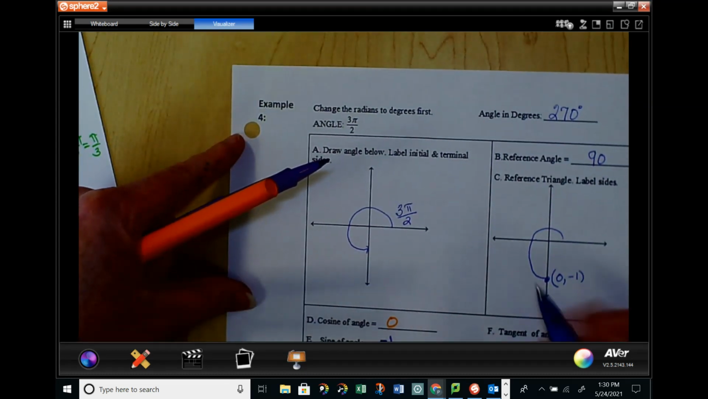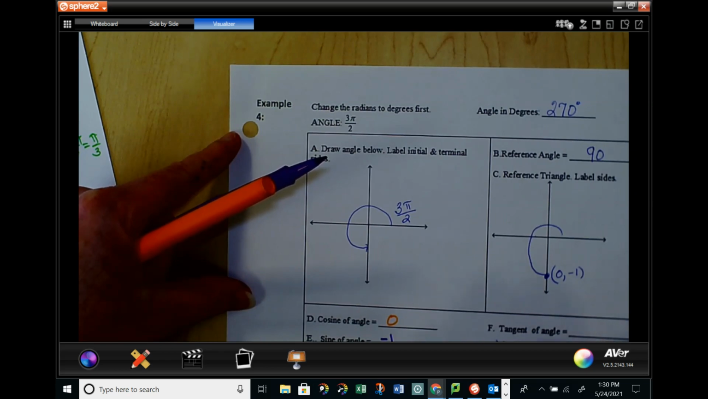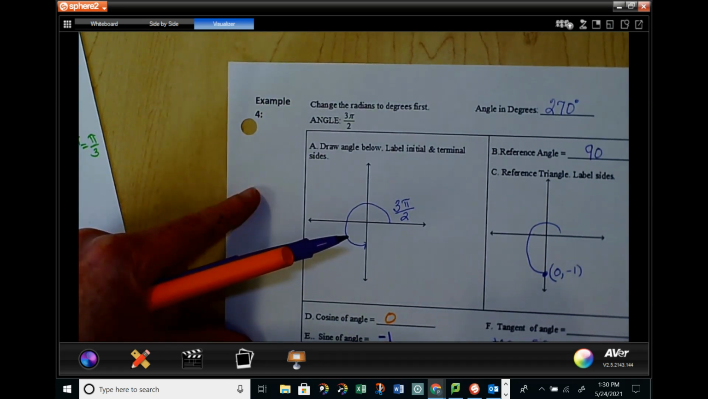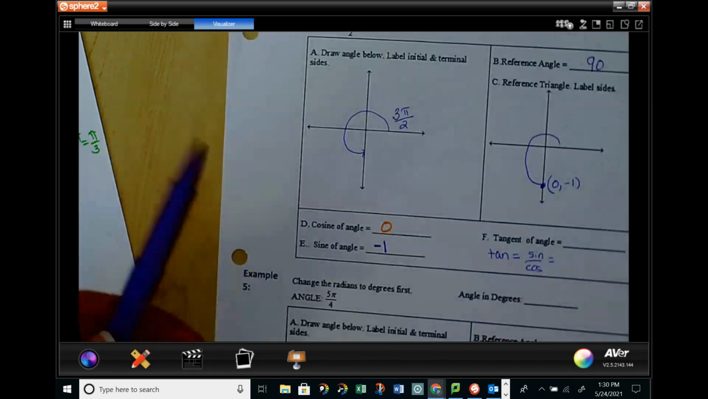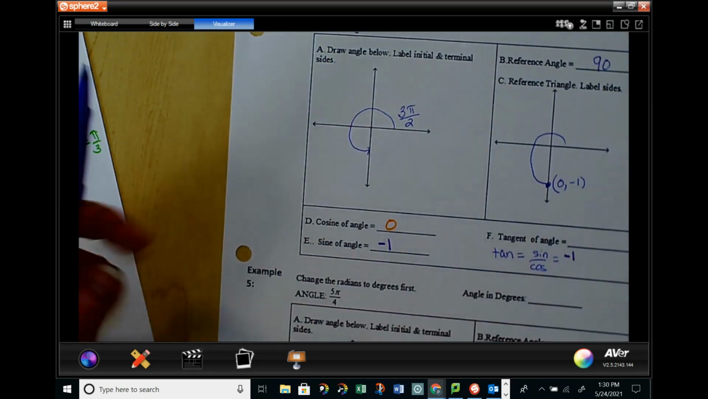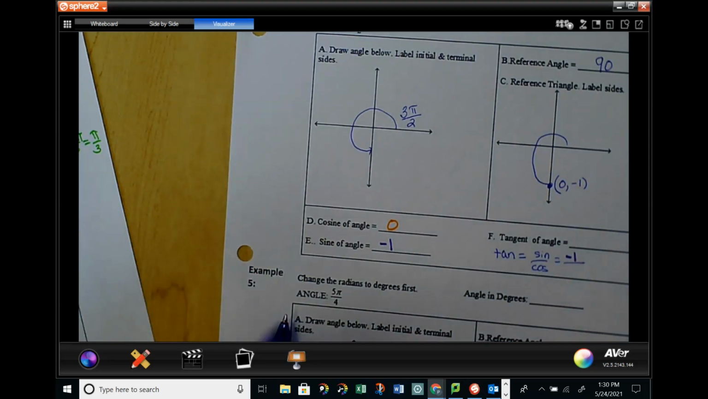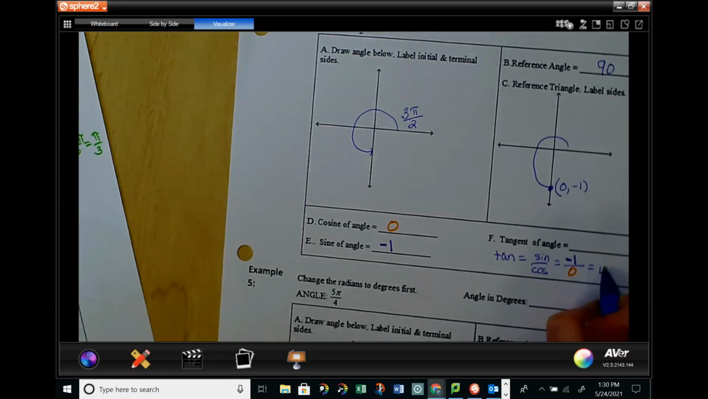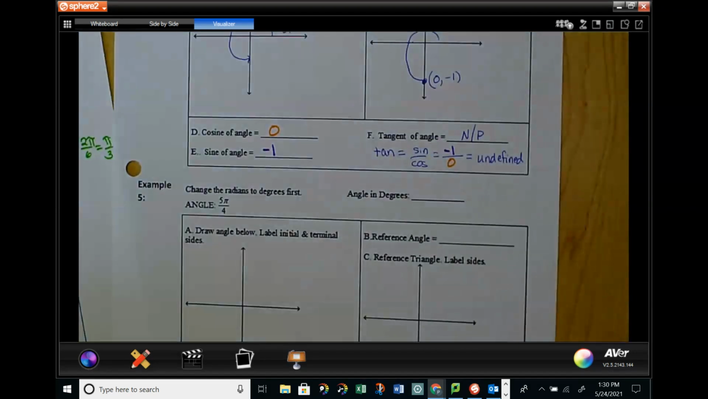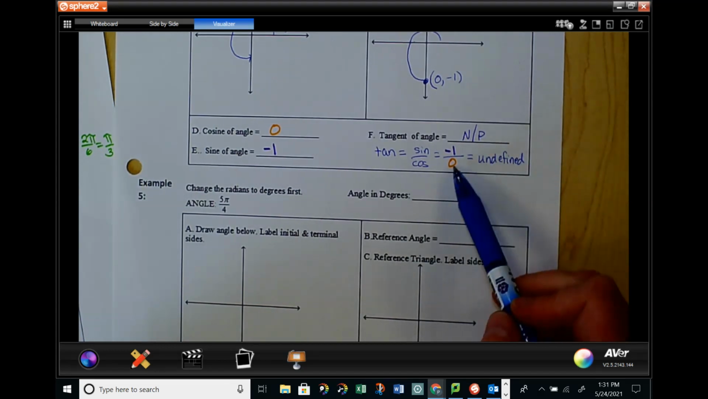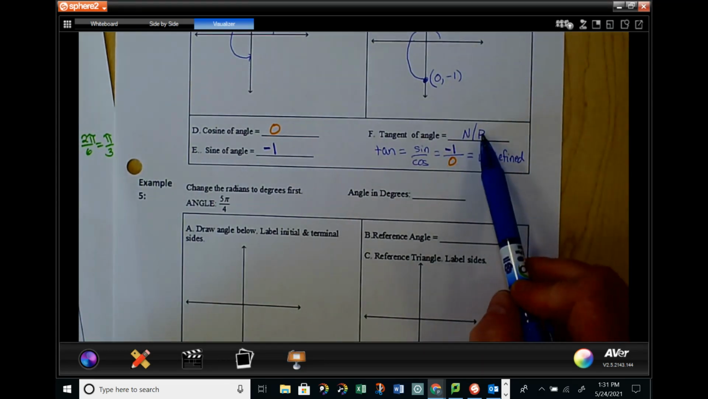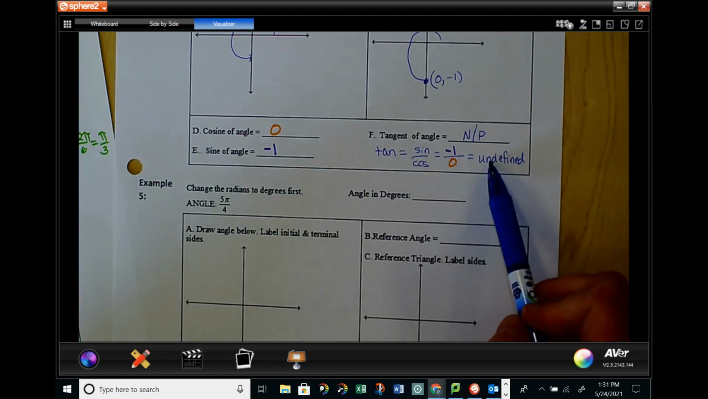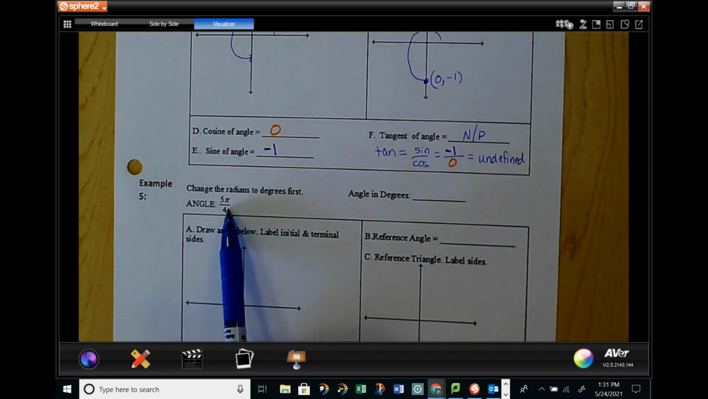And then when I do my tangent, remember, it's sine over cosine. So it's going to be -1 divided by 0. So -1 divided by 0 is undefined. So that's just not possible, because you can't divide by 0. So it's undefined. And so we just put in P for not possible, A, it's less writing.